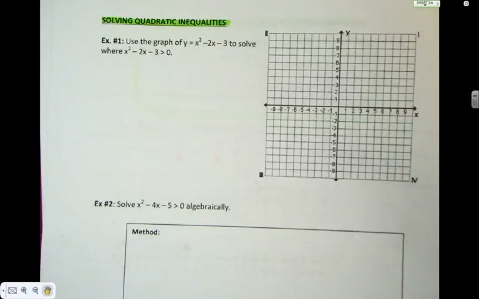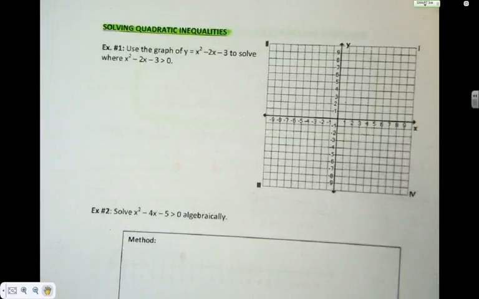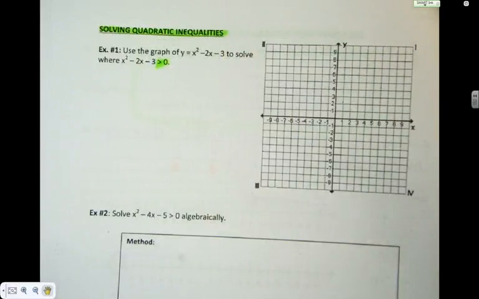Use the graph of y equals x squared minus 2x minus 3 to solve where x squared minus 2x minus 3 is greater than 0. So this is the part that's new. We're just adding in that little inequality.